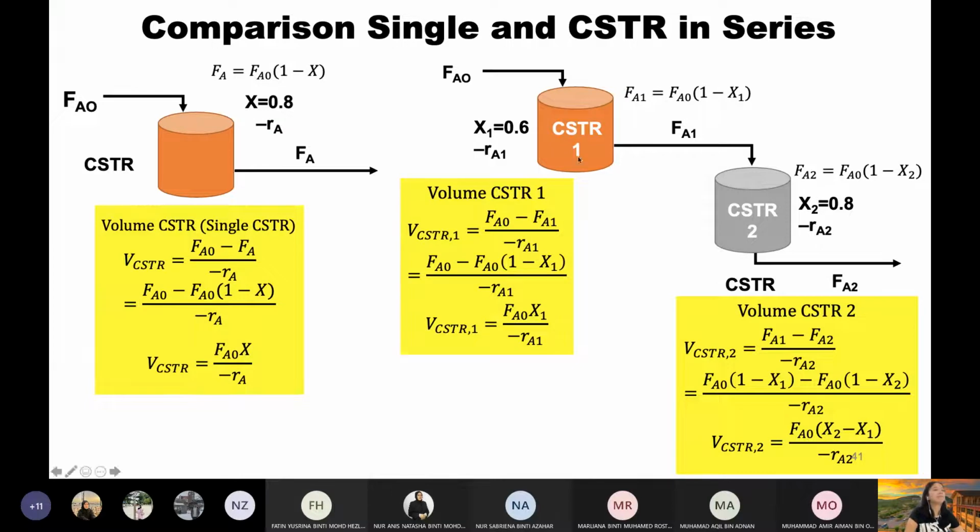Okay, so for reactor in series, now you imagine I have two CSTR in series. So the initial molar flow rate that enters the first reactor is FA0. The one that exits the first reactor is FA1. Okay, saya akan ingat. FA1 sama dengan FA0 (1 minus X1). Ni yang kita belajar last week.